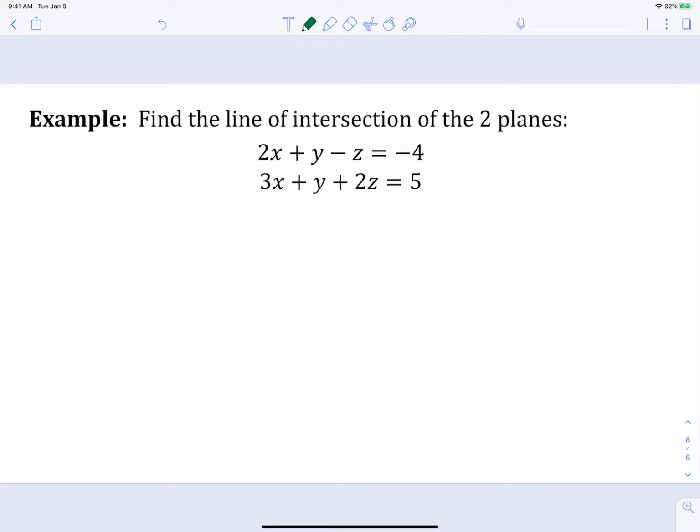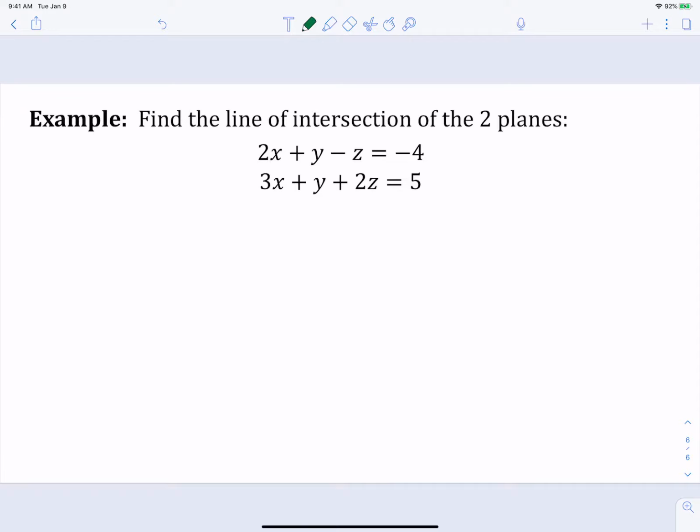Finding the line of intersection of two planes. So we've got two planes. They're going to intersect, and where they're going to intersect, it's going to be infinitely long. It's going to be a line. So if we're thinking about what we need to find the equation of a line, we need a point that's on that line, and we need the direction that it goes.